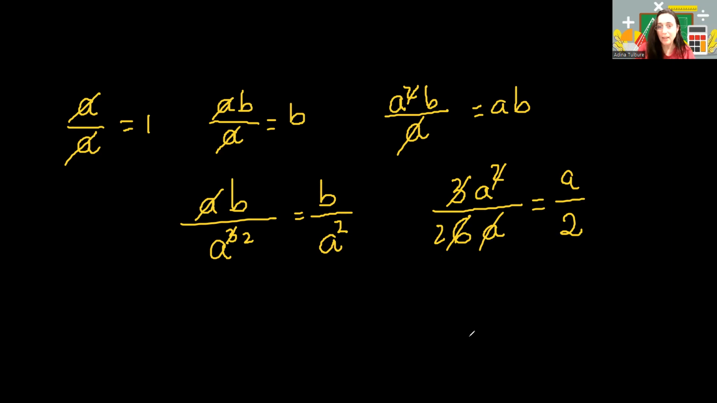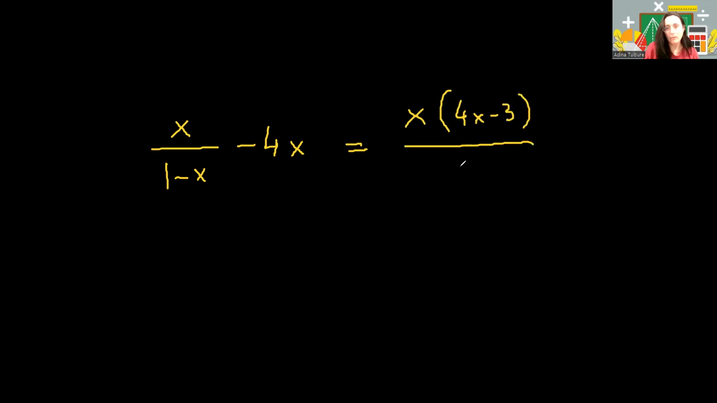But what I would like to show to you now is a question that appeared in one of the past papers, of course, in higher tier. It's x over 1 minus x, minus 4x. And then you have to show that this equals x times 4x minus 3 over 1 minus x.